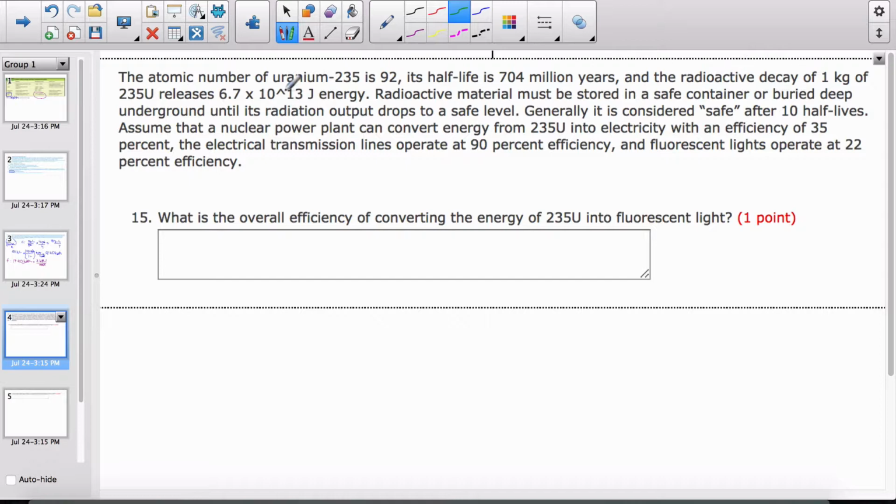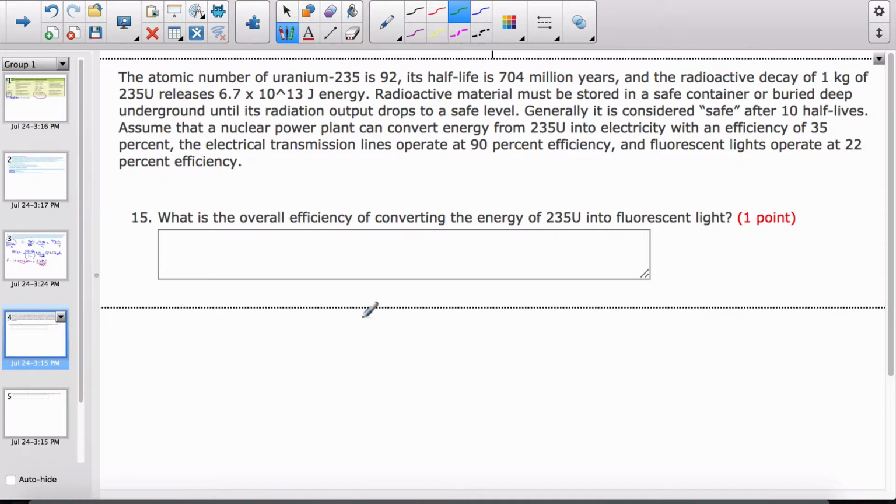Radioactive decay of 1 kilogram releases 6.7 times 10 to the 13 joules of energy. You have to store it in a safe container, bury it deep underground until it drops to a safe level, which is generally after 10 half-lives. Assume that a nuclear power plant can convert the energy from uranium-235, that's how we tend to write it, it's actually, the 235 should be small, into electricity with an efficiency of 35%. Electrical transmission lines operate at 90%, and fluorescent lights operate at 22% efficiency.